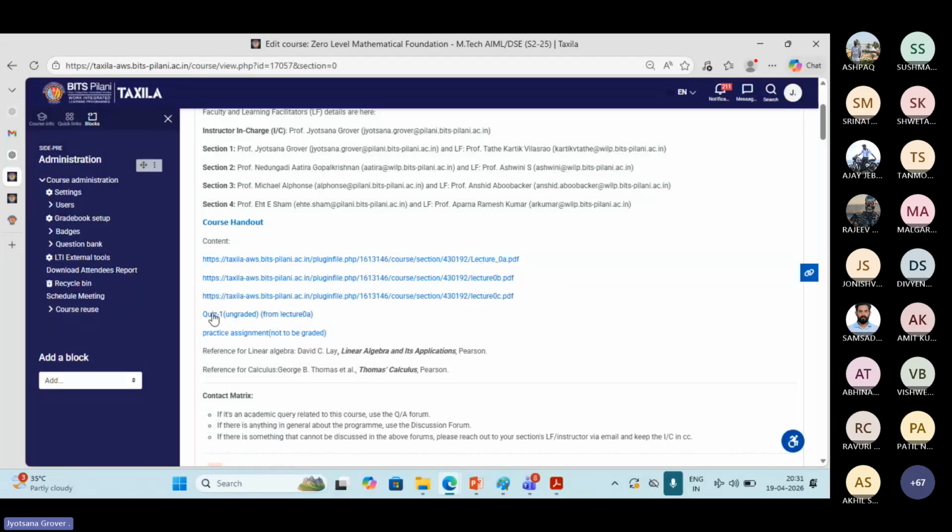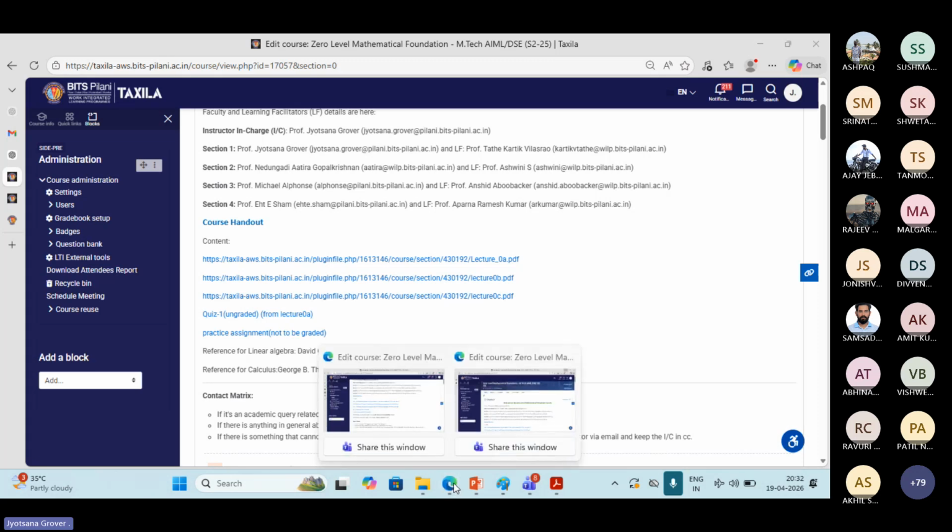And these are the quiz one that is ungraded, so it's just for your practice. Then this is the practice assignment. This is the reference for linear algebra. You can have it online. This book you can practice some questions. It's just for your reference, only for the zero course. And then this is the reference for calculus, Thomas calculus. So I hope this web page is visible to all, like you can access it.